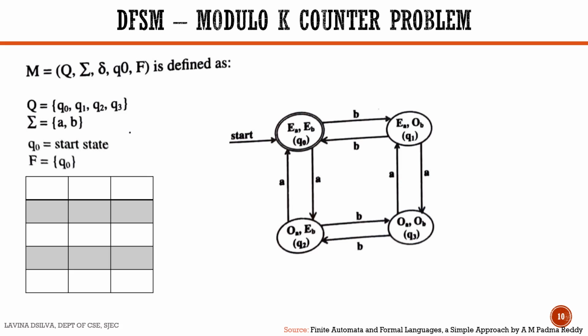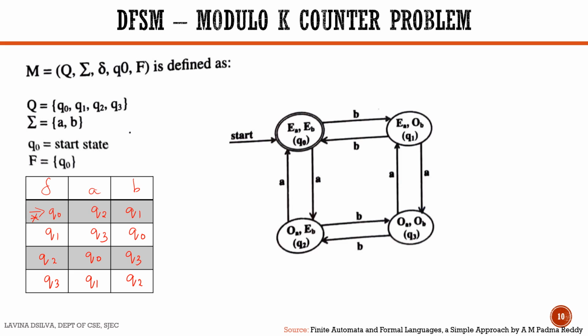So what are the transitions which we have? A and B are the two inputs. Q0 is the start state. Q0 on receiving A goes to Q2 state, and on receiving B goes to Q1 state. Q1 on receiving an A goes to Q3 state, on receiving a B goes to Q0 state. Q2 on receiving an A goes to Q0 state, on receiving a B goes to Q3 state. And Q3 on receiving an A goes to Q1 state, on receiving a B goes to Q2 state. And Q0 is our final state too. So this is the transition table.